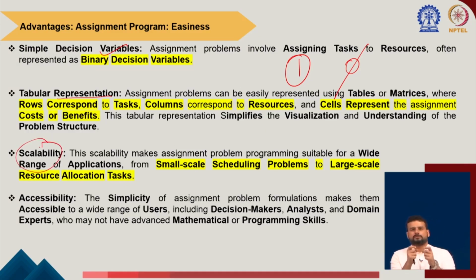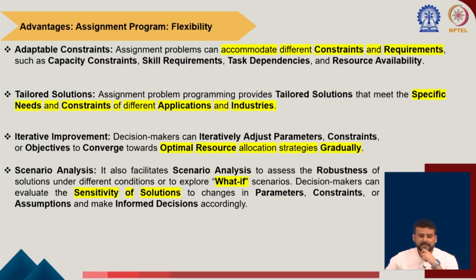Scalability, if your business is operating at small scale, you can optimize at that level. If it is large scale, you can optimize the large scale resources, right? Accessibility, so easily you can access it, and because we have decision making software as well, you can use this algorithm and you can quickly find out information-based decisions, like which person should be assigned which job, so that the overall cost can be minimized.